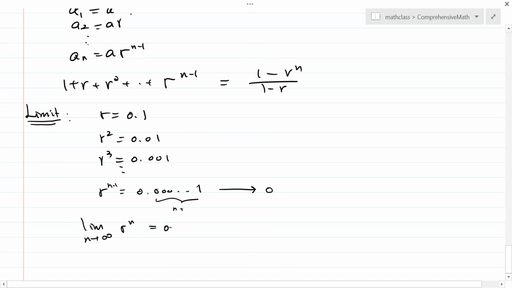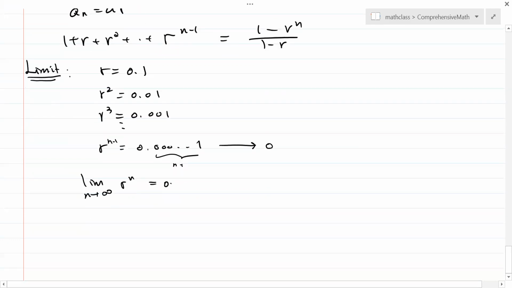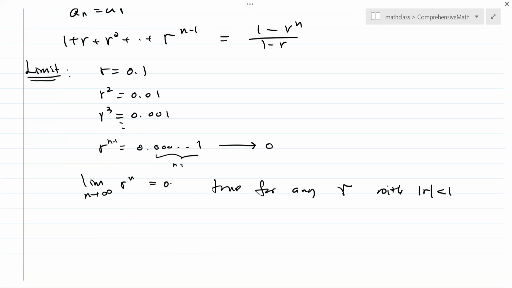So it approaches 0. It can never be 0, but it approaches 0. That's the concept of the limit. And this is true for any number r with absolute value of r less than 1. As long as it's a number smaller than 1, when you increase the power, it's just getting smaller and smaller, and approaches 0.